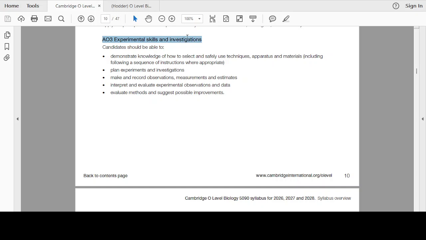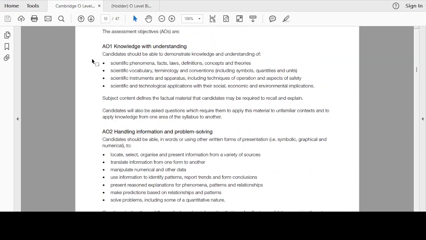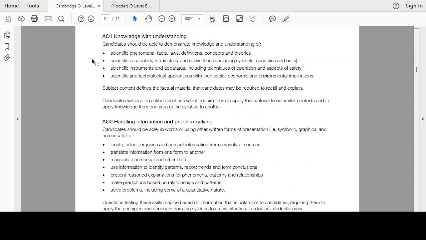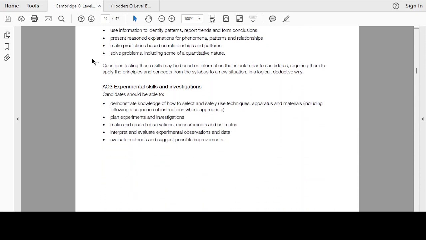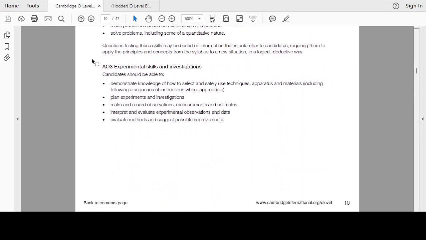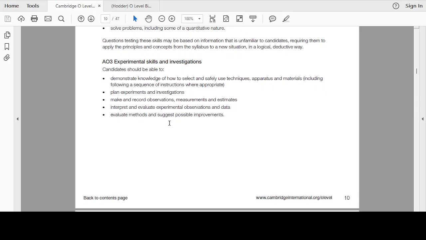Assessment objective 3, this is only limited to the practical or the alternative to practical paper, right? So AO1 and AO2, you'll find them in both paper 1 and paper 2, so the multiple choice and the theory paper, whereas AO3 is only in the practical paper. So AO3 is 100% of the practical, and you will not find AO1 or AO2 over there. That information is also given on the next page.